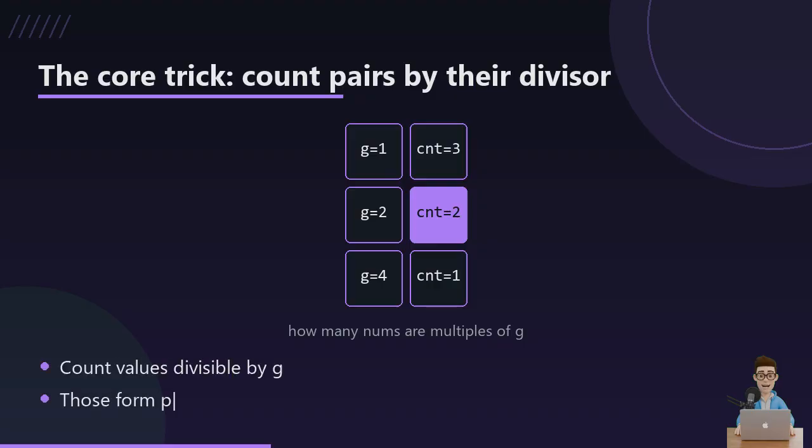Here's the intuition. For each candidate value G, count how many numbers are multiples of G. Any two of those numbers share G as a common divisor, so we know how many pairs have GCD divisible by G. Then we subtract off the bigger multiples to peel out pairs whose GCD is exactly G.